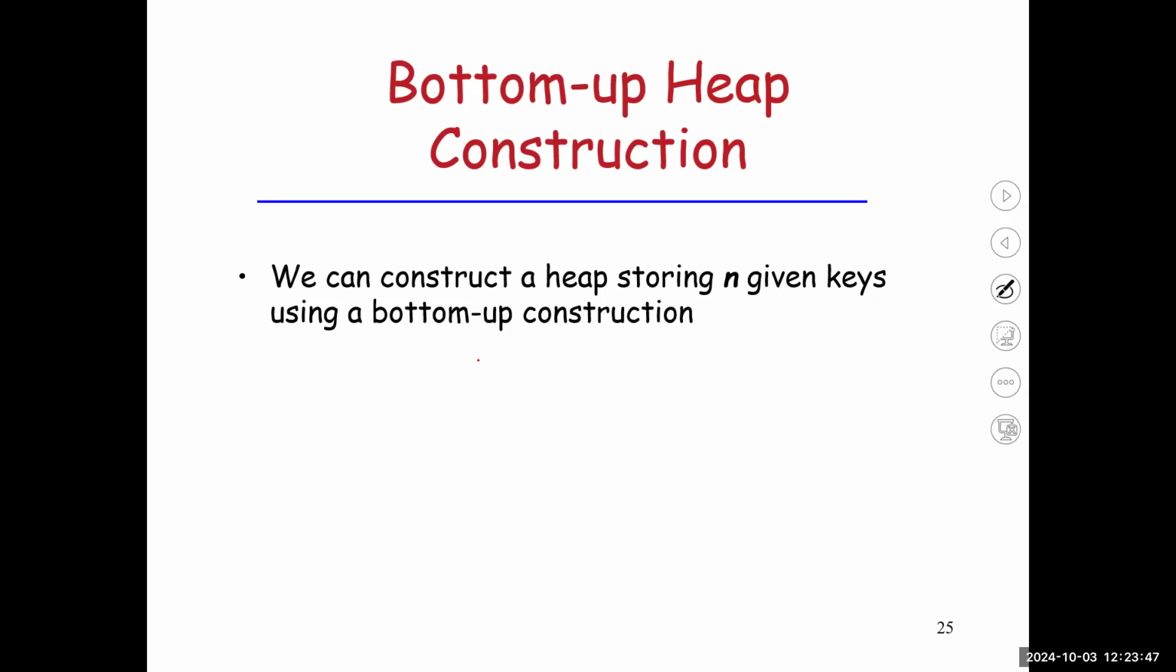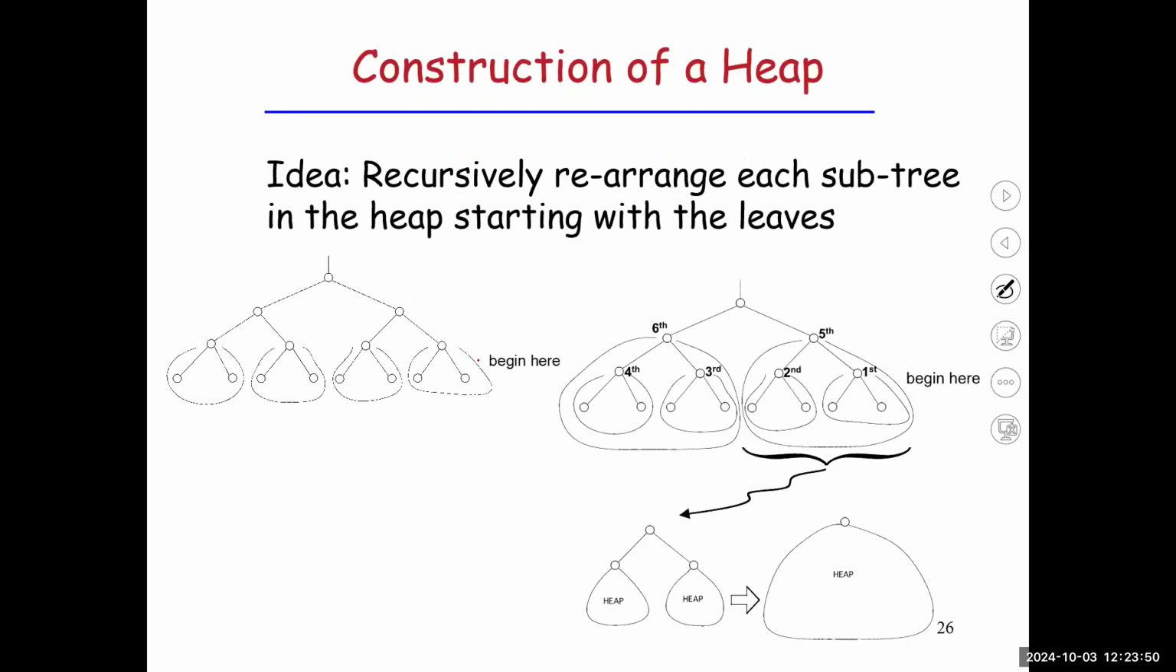So what is the idea here? Bottom-up heap construction means that I'm going to treat each small subtree of 3 nodes as a separate heap. I fix it, and then I continue. Let's say I'm looking for a min heap. I'll fix this first, then I'll fix this second, and then I'll go there.